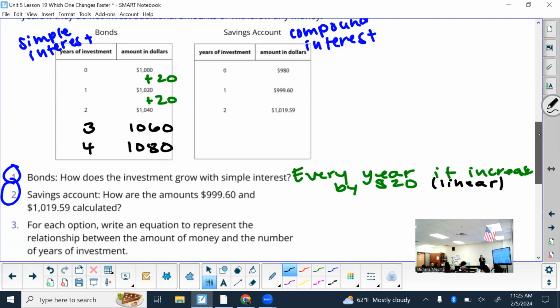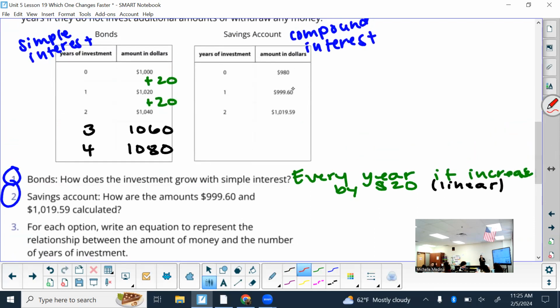Now for the next one, table 8. How is the amount $999.60 calculated?